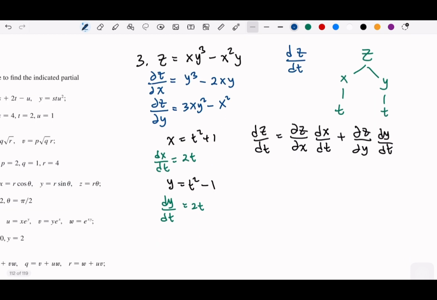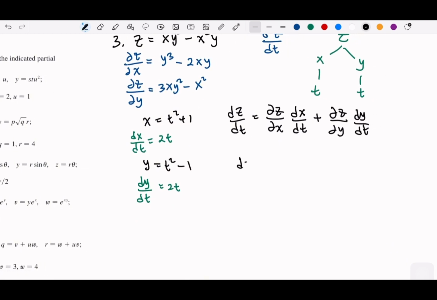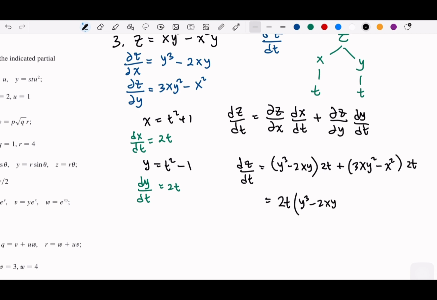And basically we just multiply all together. This is 2t and this will be 3xy squared minus x squared. Or we can factorize and write everything. Okay. And that's it.